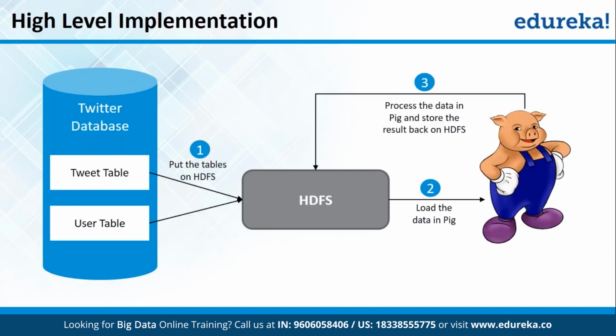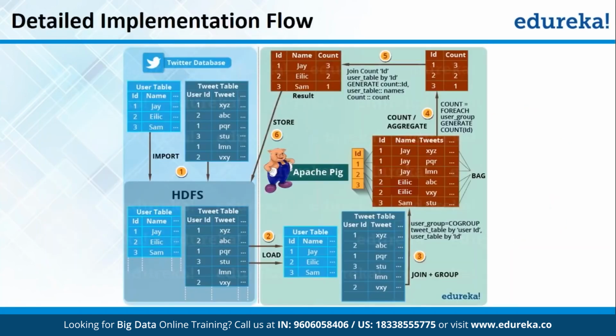So now let's move on and understand the high level implementation of the architecture they implemented using Hadoop HDFS and Apache Pig. At Twitter, they had a database with many tables in which the archived data was stored. The insight that we want to extract is related to two particular tables, that is the tweet table and the user table. So the very first step is to move the data of these two tables into HDFS. Once the data is moved to HDFS, it is loaded into Pig, and finally the data is processed by Pig and the result is stored back to HDFS. So this was the high level implementation. In the next slide, we'll understand the detailed implementation of how the data flows and how Pig processed it.